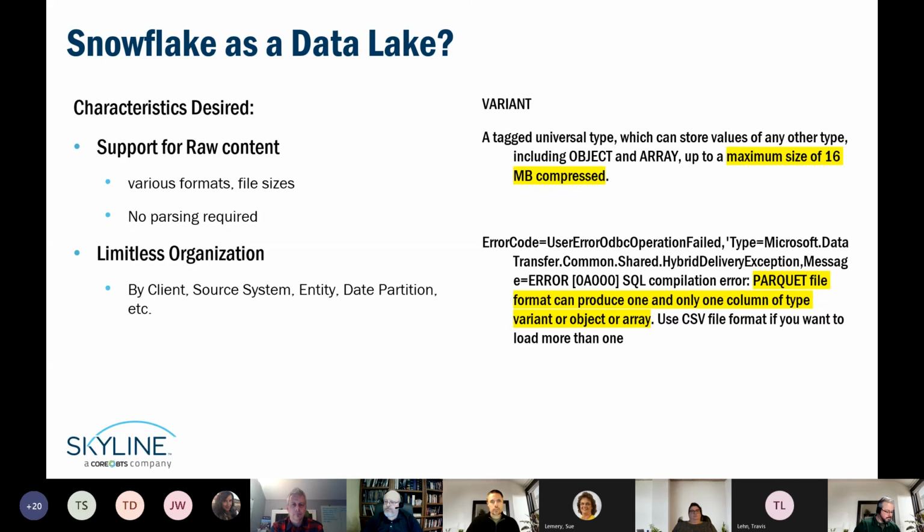So what are some of the challenges that I see on the Snowflake side? Well, one is it does have a data type called variant. In theory, that lets you store various object types. You can put JSON in there, you can put Parquet objects and XML in there. But it does have a maximum size of 16 megabytes. Now, in most cases, that wouldn't be an issue.